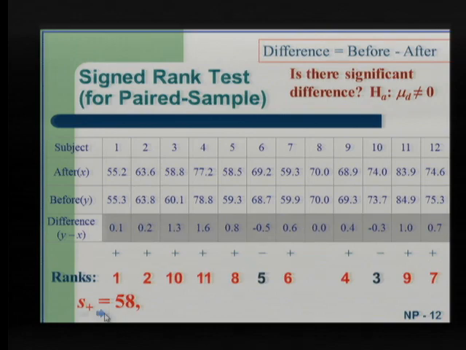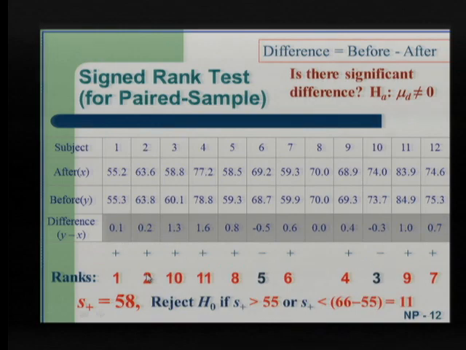Now, there's a situation where, when you try to figure out these differences, you get a value of zero. Whenever you get a zero, the suggestion is you skip that one. So you don't rank anything that is zero, no difference. When there is a tie, before and after exactly the same, you drop that, okay? So the rank sum of positive ranks is 58 in this situation.